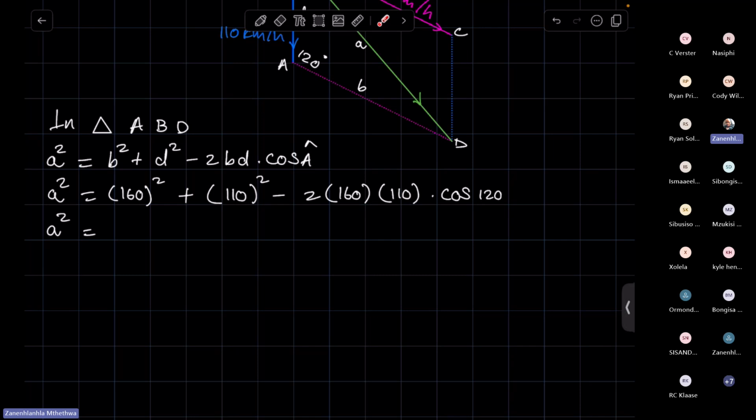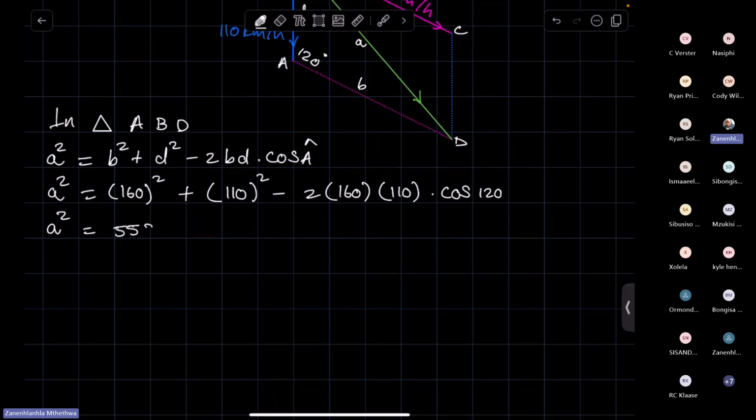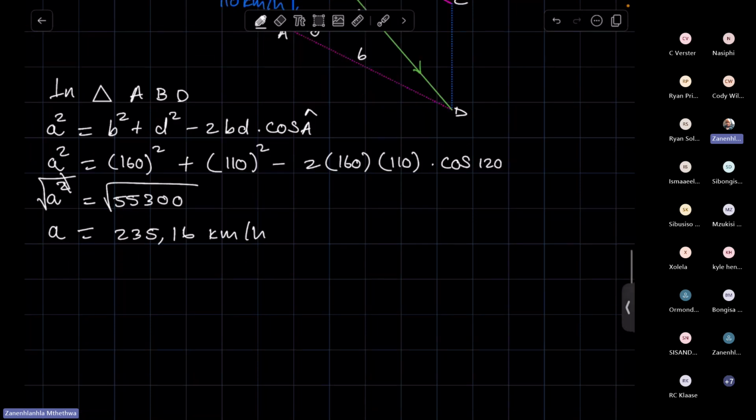55,300. So a squared is 55,300. Then to solve for a, you apply the square root on both sides. Therefore, a will be the square root of this, and this is equal to 235.1595. So let's say 235.16 kilometers per hour.